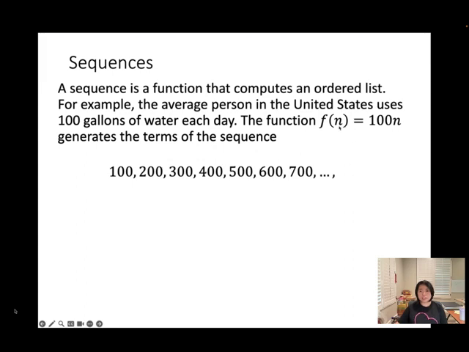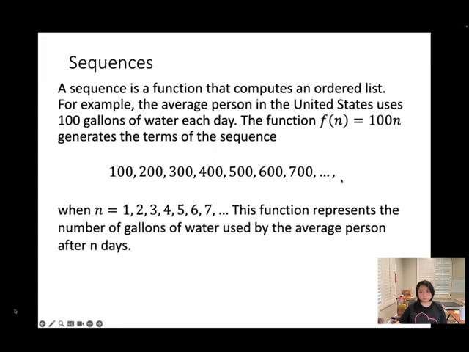So when we plug in n equal to 1, we're going to get the first term, 100. N equal to 2, that will be 200. N equal to 3, that will be 300. So we do have an ordered list in here, and we call this the sequence. N equal to 1, n equal to 2, n equal to 3. The function will present the number of gallons of water used by the average person after n days. So after 3 days, the person in the United States used 300 gallons of water on average.